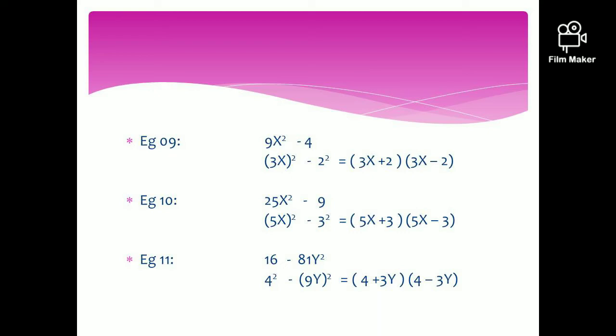Example 11. 16 minus 81y squared. 16 is 4 squared. 81 is 9 squared. Therefore, you can write 81y squared as 9 squared y squared, that is 9y whole thing squared. So you can get the final answer 4 plus 9y into 4 minus 9y. Hopefully you can understand how to get the answer for such complete square questions.